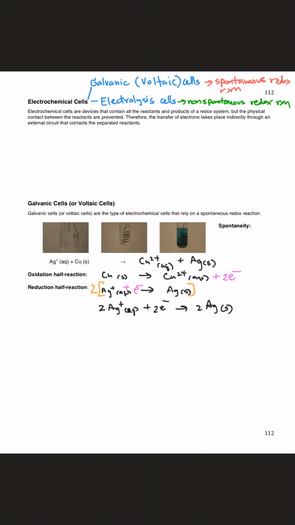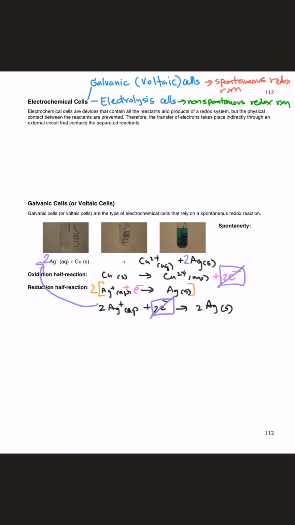And because the number of electrons now are equal, we can cancel the electrons. So you can combine the oxidation half reaction and reduction half reaction, and you are going to get the balanced equation, which is the one up here. So it would be 2 silver ion plus copper become copper 2 plus and 2 silver solid. Okay, so that would be the balanced equation.